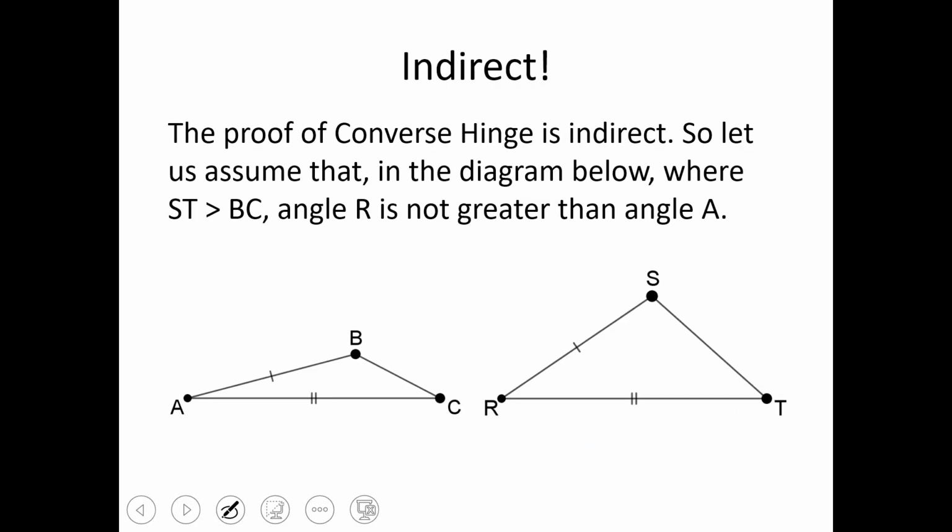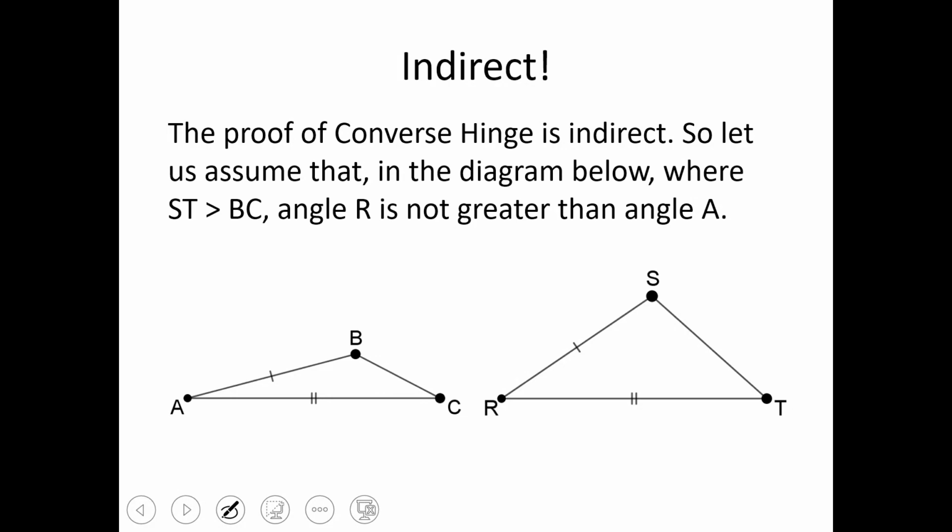So let us assume that angle R is not greater than angle A, okay? That angle R is not greater than angle A. And then think about what the two possibilities would be. And this is very much like the proof of the converse of the isosceles triangle theorem. If angle R is not greater than angle A, it's either equal to or less than. Okay? So think about that first possibility, that angle R is equal to angle A. It would then follow that triangle ABC is congruent to triangle RST by SAS congruence. And then from that, by CPCTE, it would follow that BC is equal to ST, which contradicts the given. We know that ST is greater than BC.